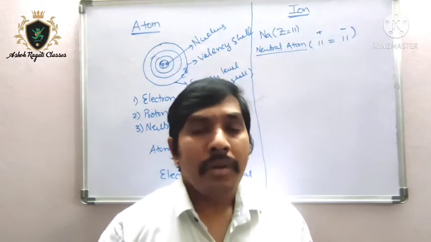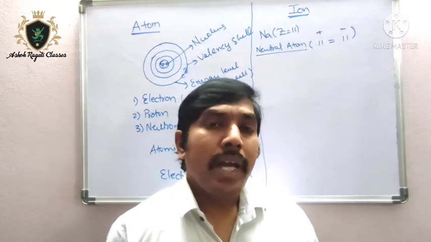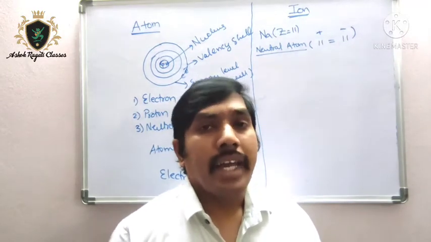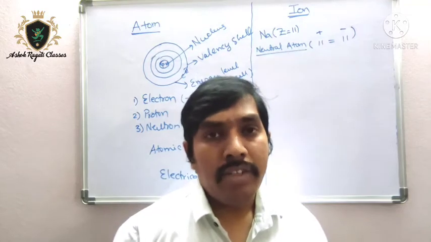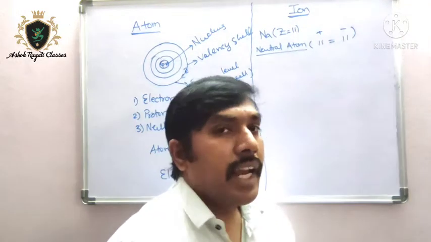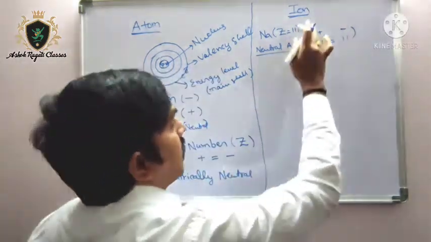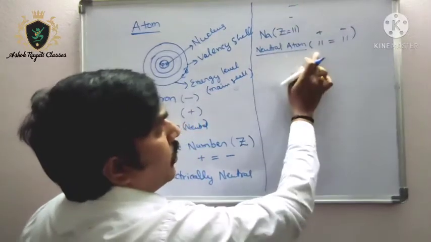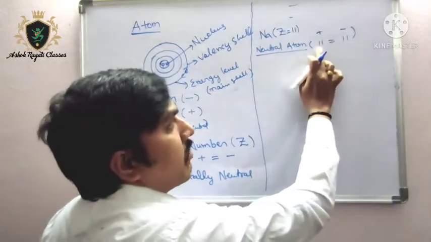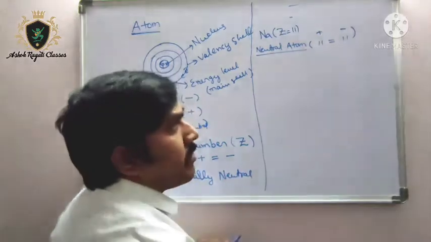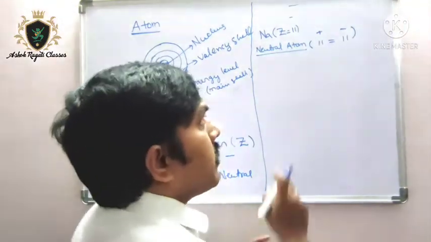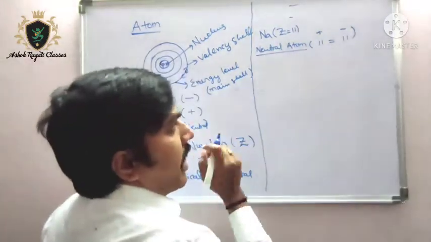Which will form by losing electrons, or by gaining electrons? Let us take the example of sodium. This is a neutral atom having an equal number of protons and an equal number of electrons. So this is a neutral sodium atom.